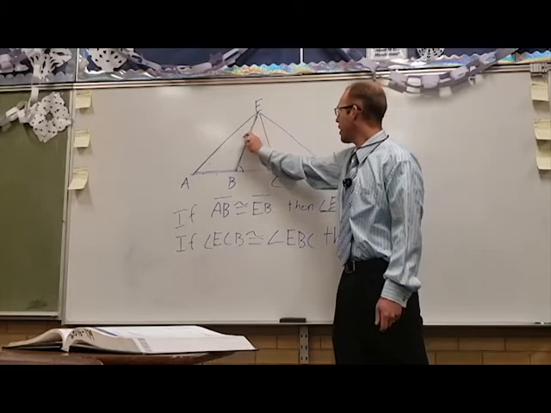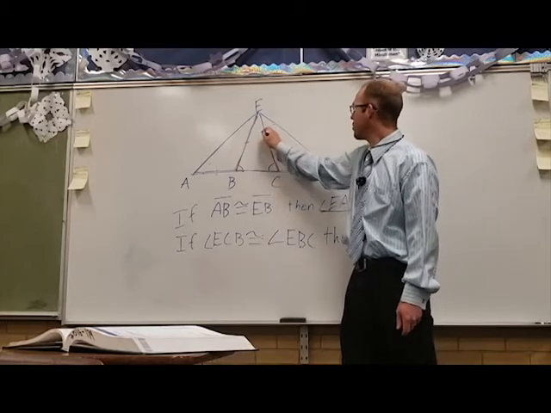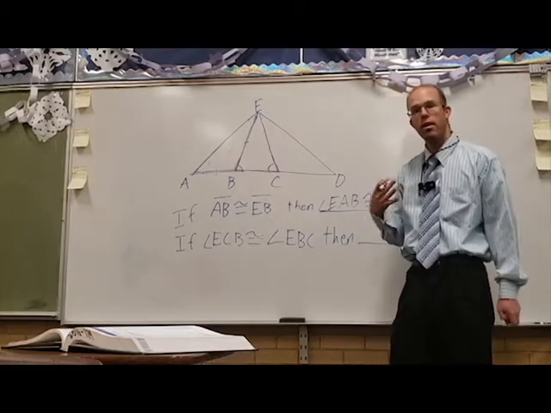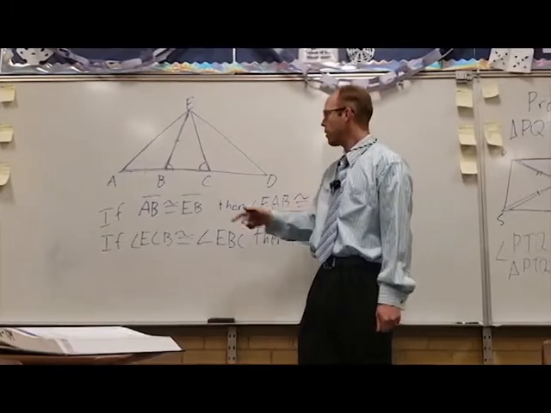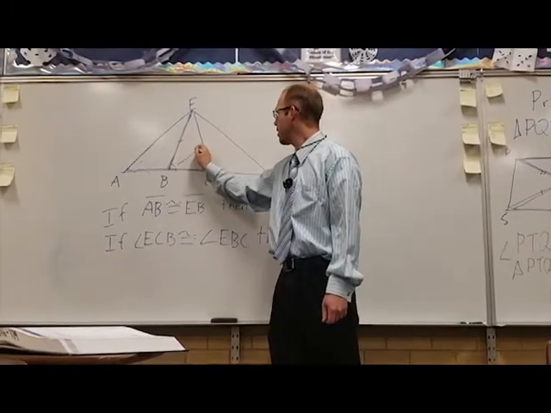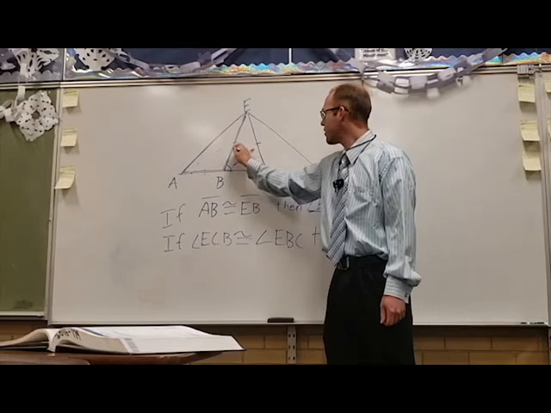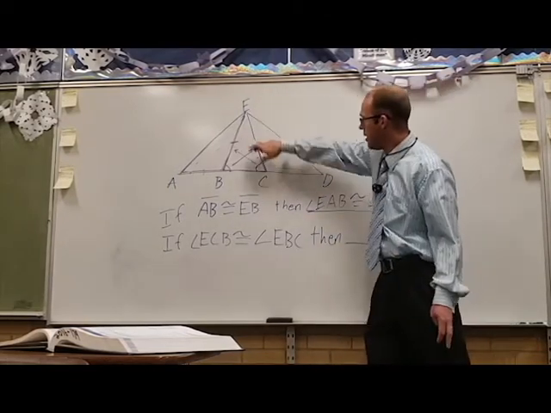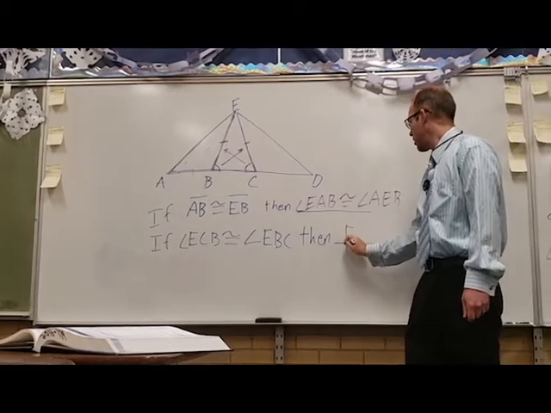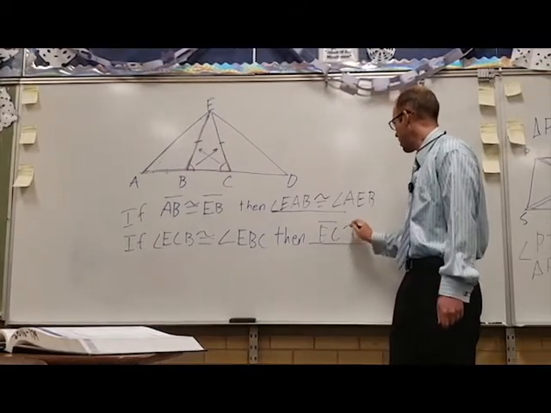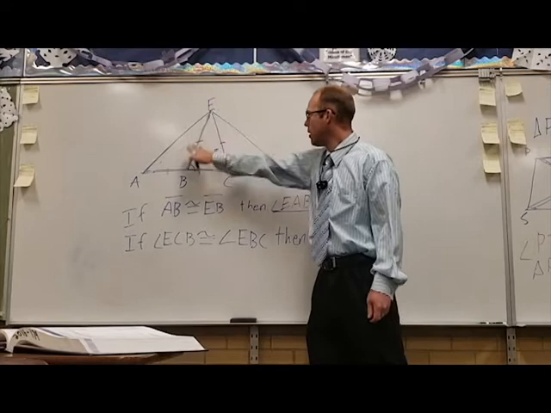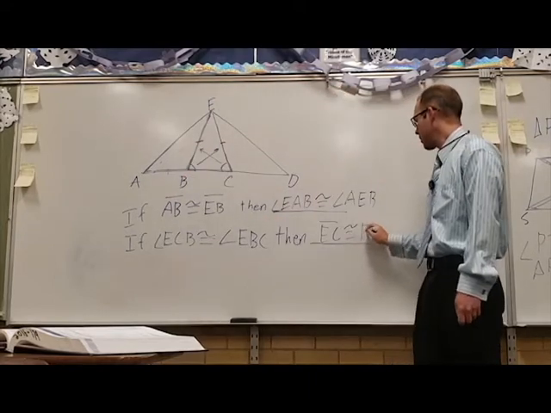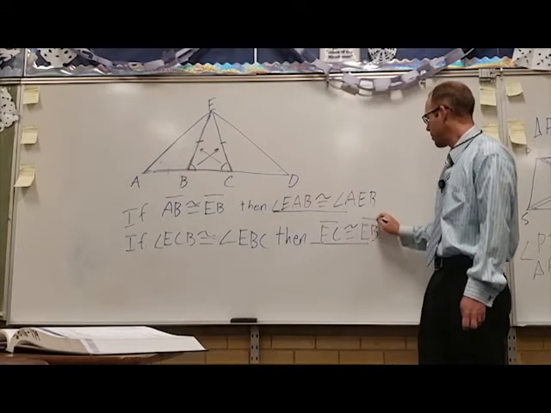So let's highlight that. If those two angles are congruent to each other, then the sides opposite them must also be congruent. So that would be this side right there, and this side right here are congruent to each other. So we can see that EC is congruent to EB.